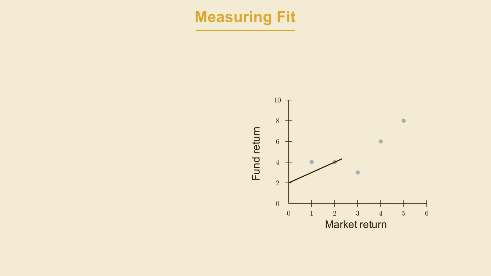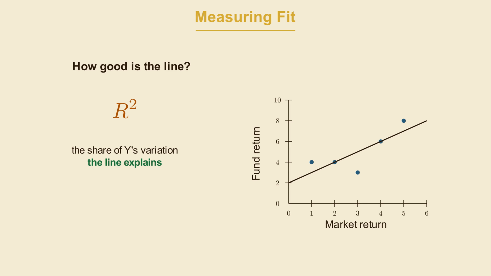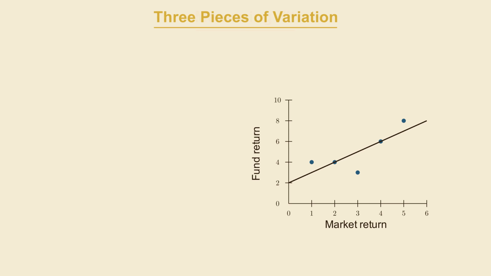So far we've been building regression lines and interpreting their coefficients. The natural next question is how good the line actually is. R-squared is the number that answers that. R-squared is the proportion of the variation in the outcome that the regression line explains. To get there, we need to think about the variation in three pieces.